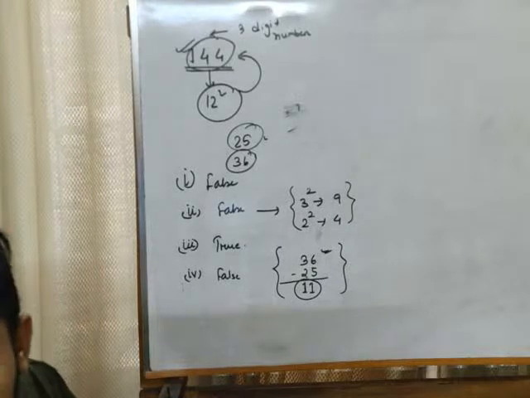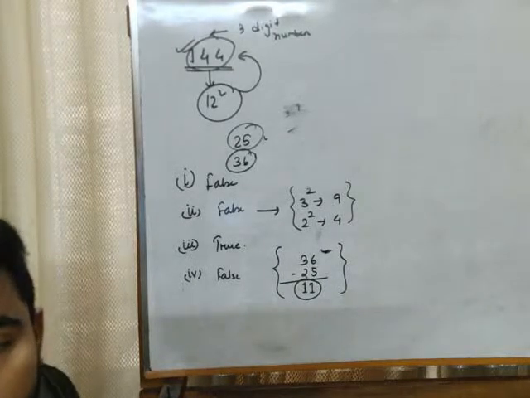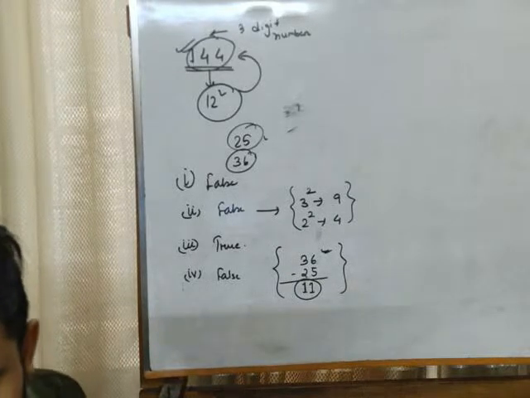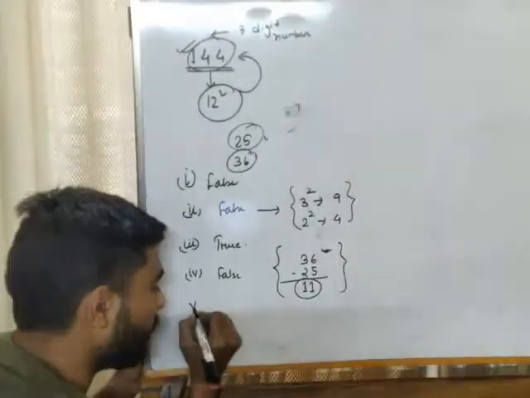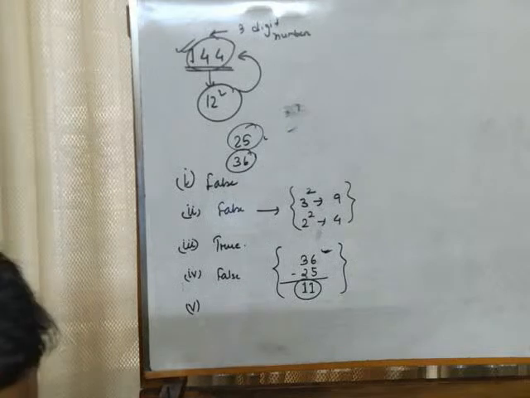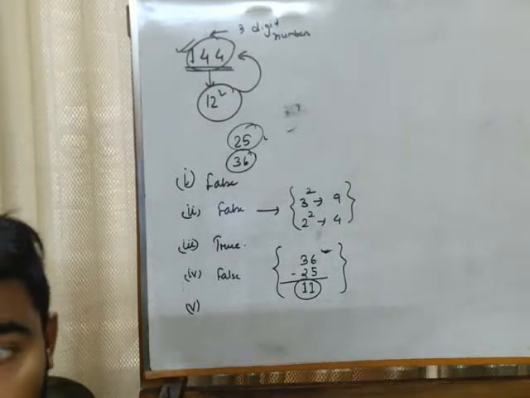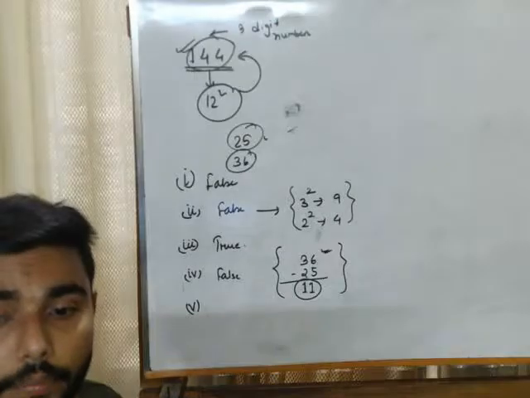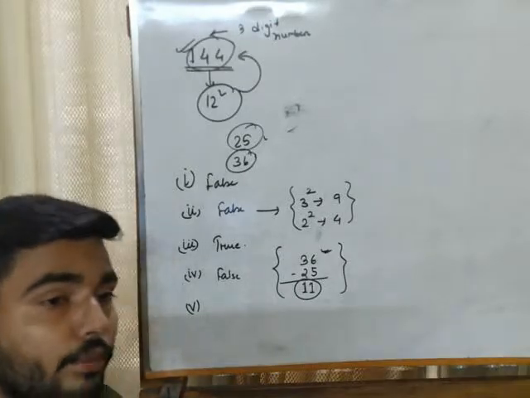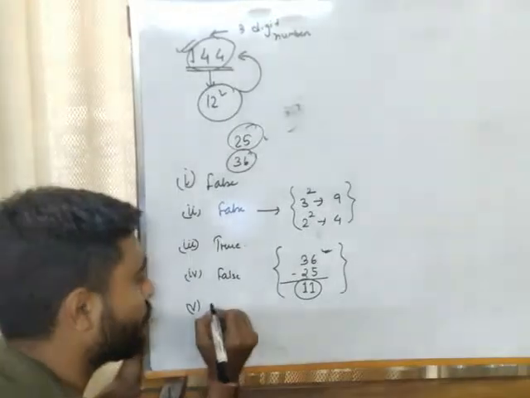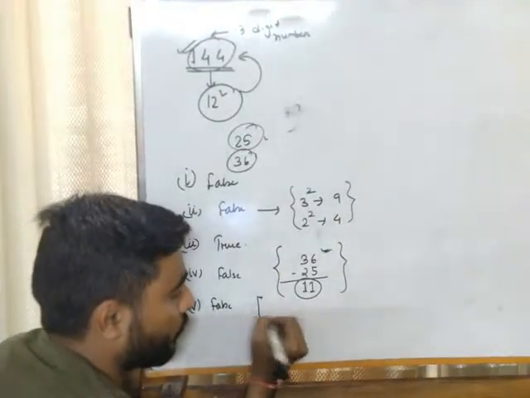4000 is a square number. Yes, correct, Shreyans. In question number 5, it is given 4000 is a square number. How many zeros are there? 3 zeros are there. So I told you about the rule: a square number should have an even number of zeros at the end. But here you can see 3 zeros. Hence it is false.